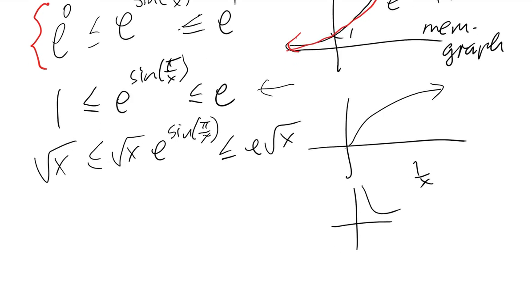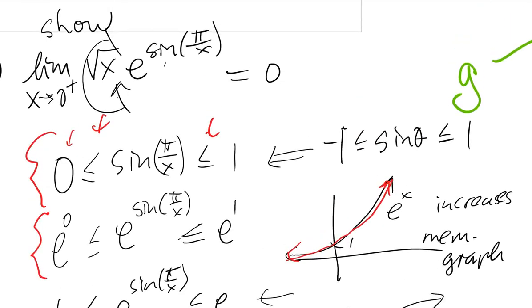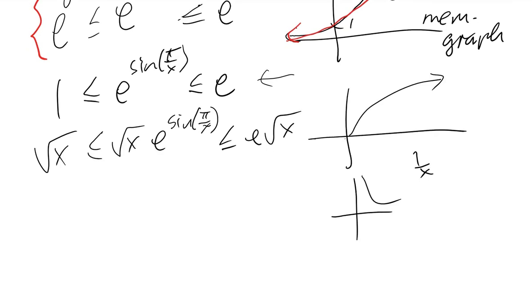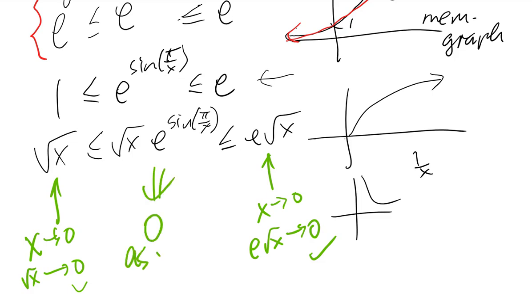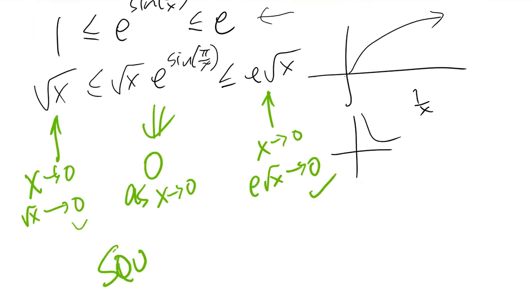So now, the limit is as x goes to 0. Let's do the limit on both sides. As x goes to 0, the square root of x goes to 0. And e times the square root of x is also going to 0, because the square root of x is going to 0. And since the outside functions are going to 0, we know that this one is going to 0 as x goes to 0. And there's an example of how the squeeze theorem is used.